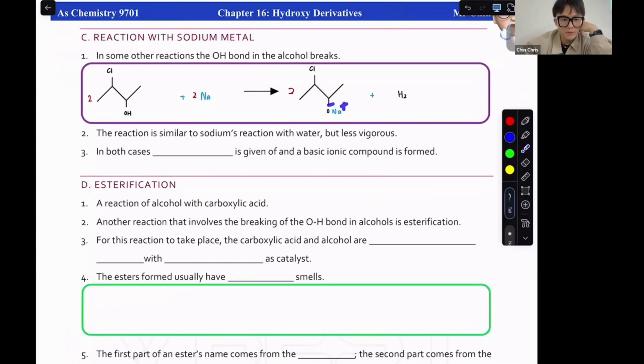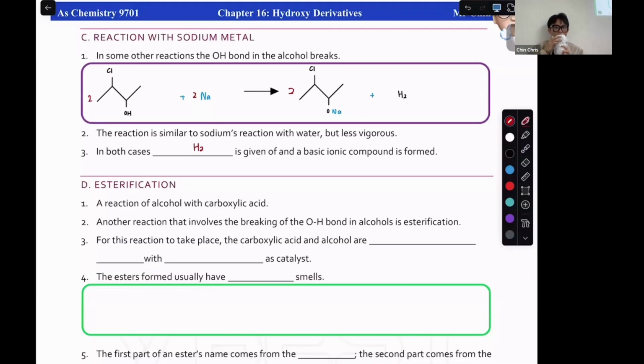Okay, O minus Na plus, guys. You see the hydrogen will be replaced by a sodium. Let's go. Done? Alright, guys, next. So I can say that, right? The reaction is similar to sodium with water, but less vigorous. In both cases, hydrogen gas is given off now. Done.